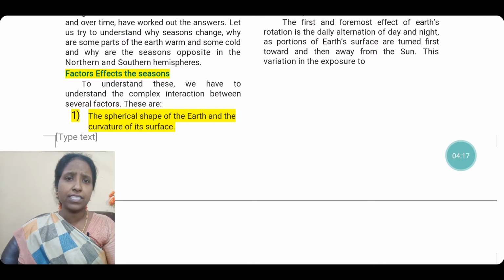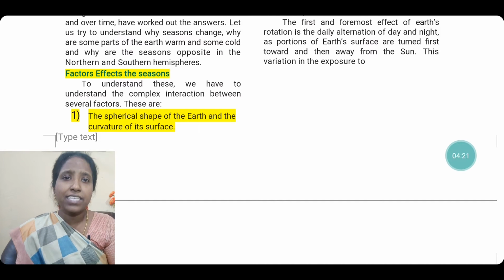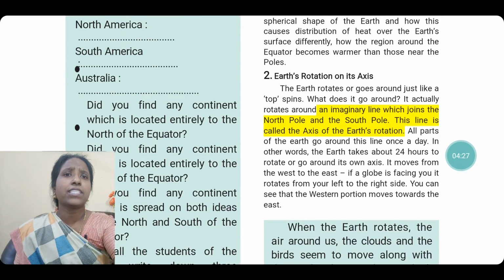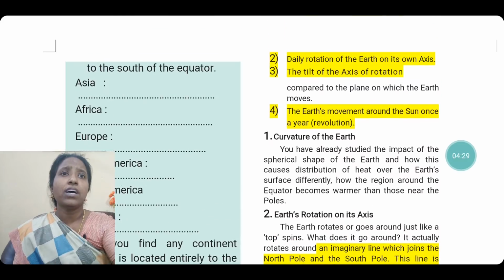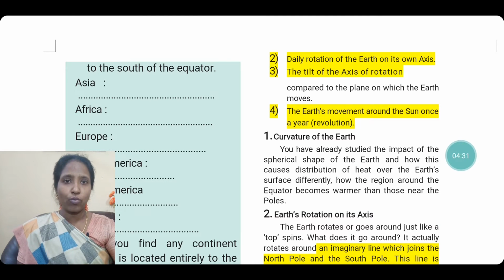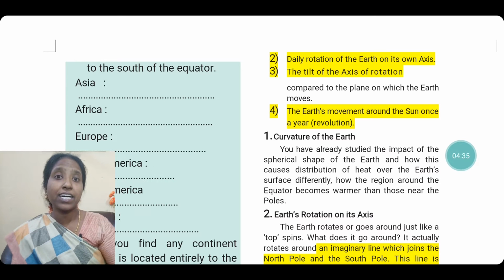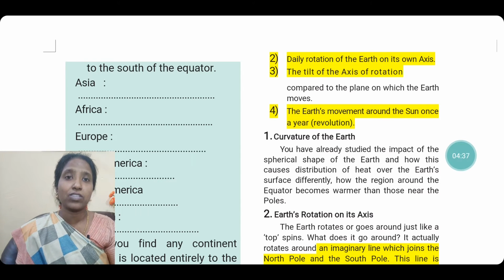What are the factors? Why do we have these seasons? How are these seasons changing? First, the earth is spherical in shape. It is not a flat plane, a cuboid or a cube. It is spherical, so the shape is not uniform: in one place it is bulging, in another it is going inside. The curved surface causes a variation in the temperature and in the air movements.